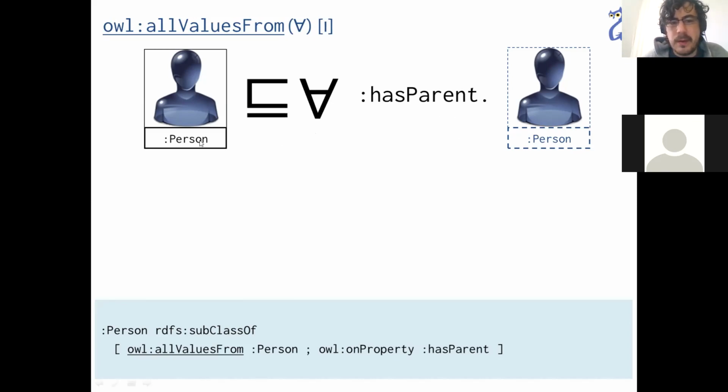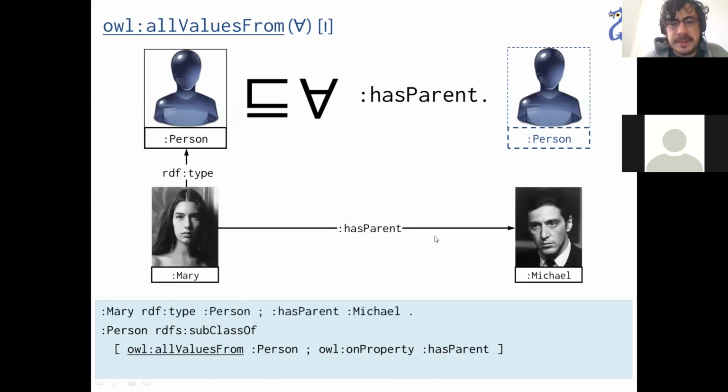So this says that all of, if we read it in more natural language, means that all of the parents of people are people, or all the parents of a person are a person. So we say person subclass of all values from person on property has parent. So what does this mean? This means that if we have Mary, and Mary is a person, and Mary has parent Michael, then we could infer that Michael is a person.